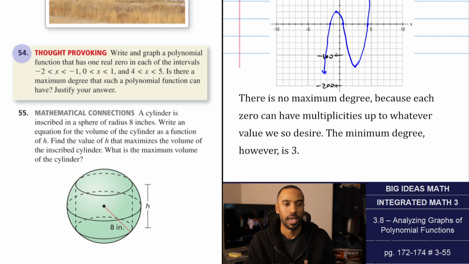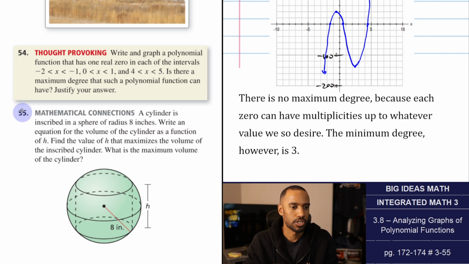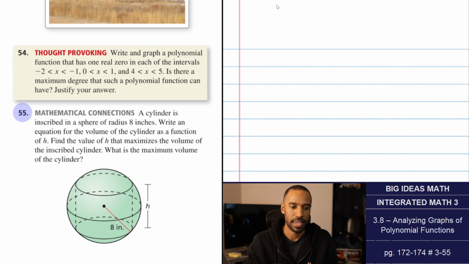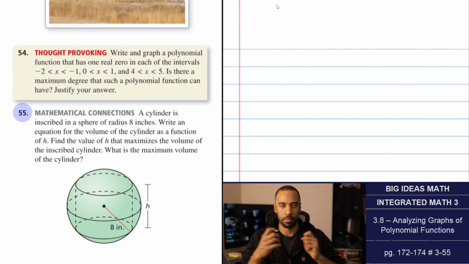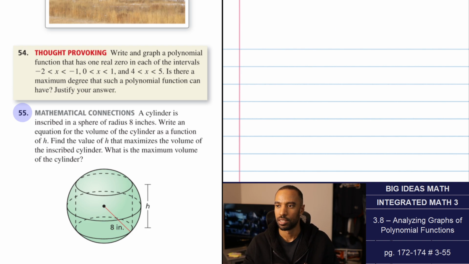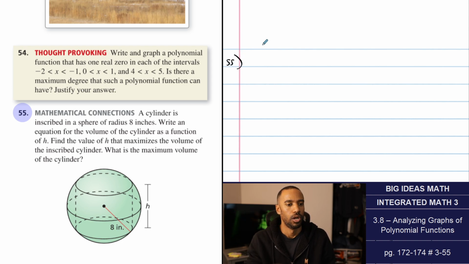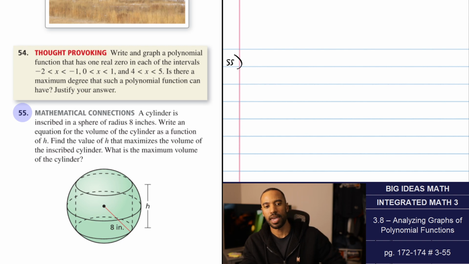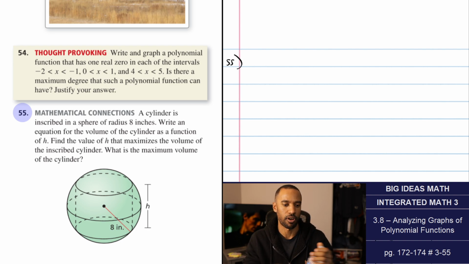All right. And the last question we have is number 55. A cylinder is inscribed in a sphere of radius 8 inches. That probably means the cylinder rim, the circle, is actually touching the sphere itself. Write an equation for the volume of the cylinder as a function of h. Find the value of h that maximizes the volume of the inscribed cylinder. What is the maximum volume of the cylinder?